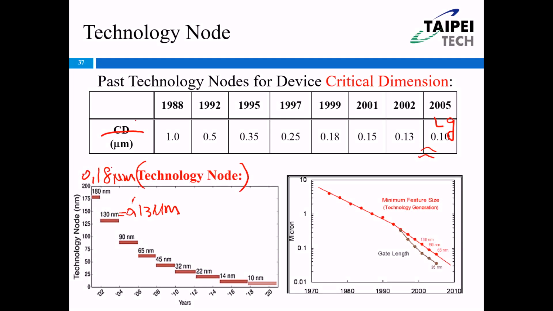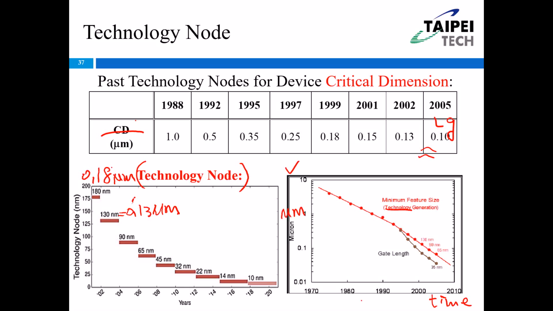Let's focus on the figure on the bottom right. The y-axis is the micrometer, and the x-axis is also the years, the time. You can see the red color is the technology node, and the brown color is the gate length. So the red color here is the technology node, and the brown color is the gate length.